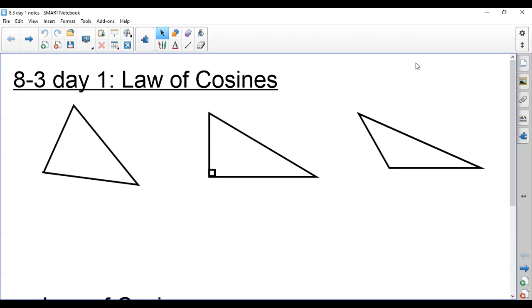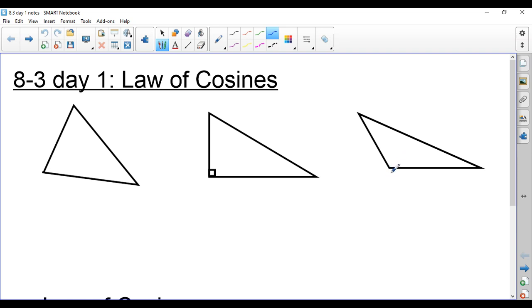Today we're going to move to section 8.3, which is the law of cosines. In 8.2, we saw that the law of sines could be used in some triangles to solve for the missing side lengths and angle measures. But you could only solve the law of sines problem when you knew an angle and a side that were opposite of each other. We're going to use law of cosines to find more triangles that we can solve.